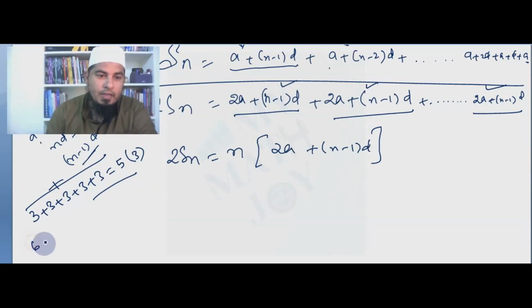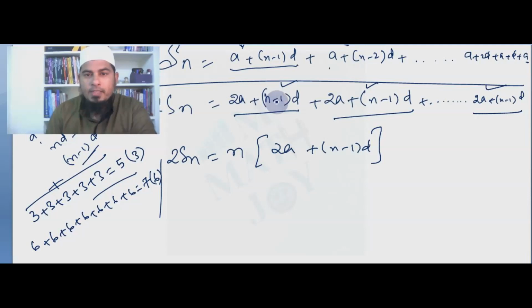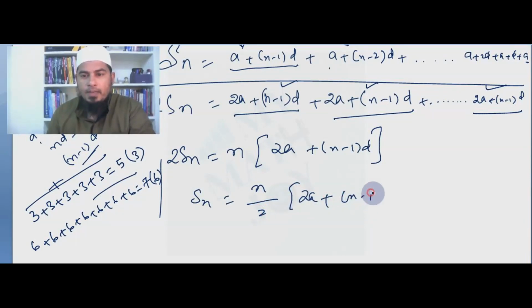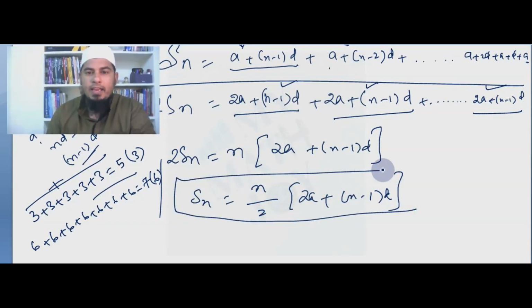For example, if you have 6 plus 6 plus 6 plus 6 plus 6 plus 6 plus 6, how many? 1 2 3 4 5 6 7. So exactly the answer will be 7 times 6. In this way, 2a plus n minus 1 into d plus 2a plus n minus 1 into d, and so on. How many such terms? N number of 2a plus n minus 1 into d. That is why 2Sn is n times 2a plus n minus 1 into d, so Sn is equal to n divided by 2 into 2a plus n minus 1 into d. We got this as a formula.